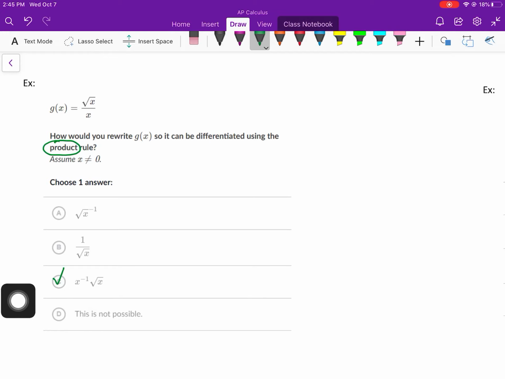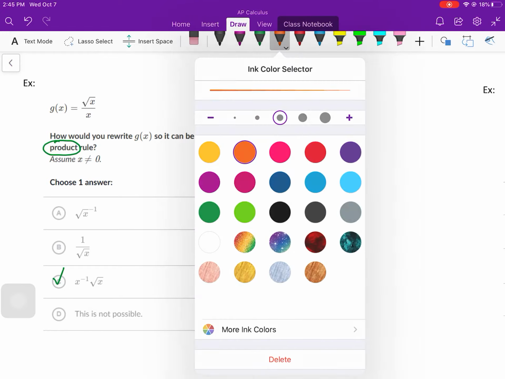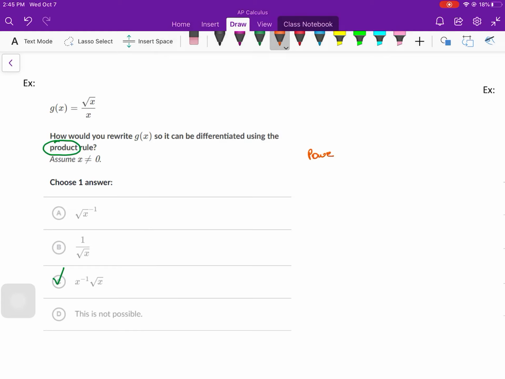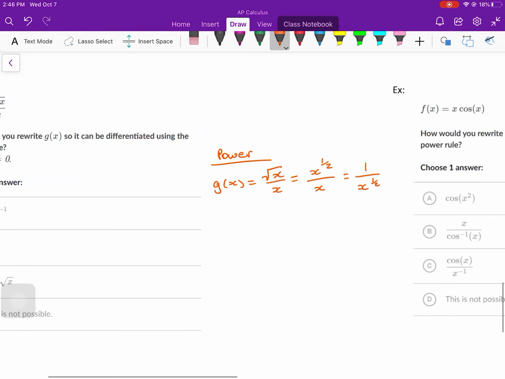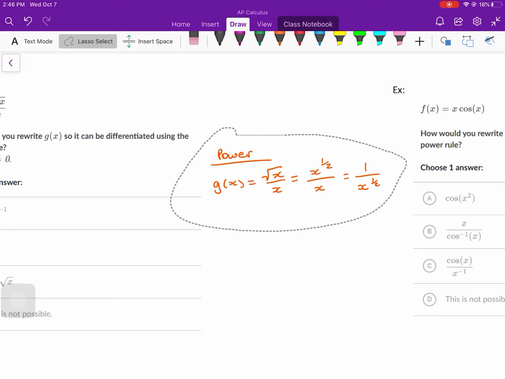Now I'm going to tell you again, that's not the way I would do it. I would set it up for the power rule. Once again, a little bit easier, but I'm going to show you how to do that. It's your choice. It'll still get you the same derivative, but do you really want to be dealing with the product rule? So power rule, we rewrite this square root of x over x as x to the 1/2 over x. Subtract the exponents, and you end up with 1 over x to the 1/2. Which we can't use the power rule on that exactly.